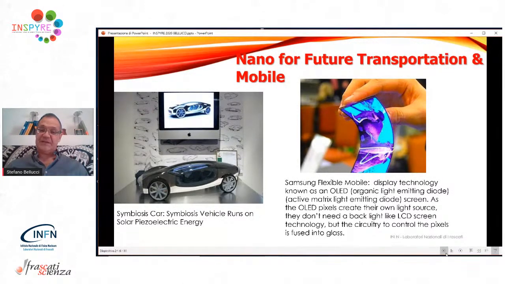On the right-hand side, you see a flexible mobile presented by Samsung a few years ago. Here, the technology is OLED. OLED is organic light emitting diode, which means that we have an active matrix light emitting diode embodied into the screen. So the pixels are creating their own light source. You don't need a backlight like the standard liquid crystal display screen technology. You have a circuitry that is fused into a very, very tiny layer of glass. That explains the performance and at the same time the flexibility.